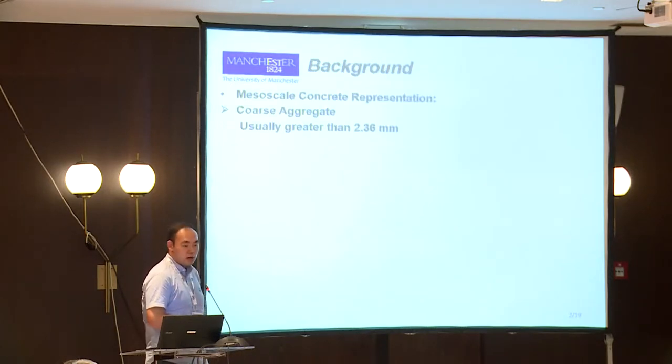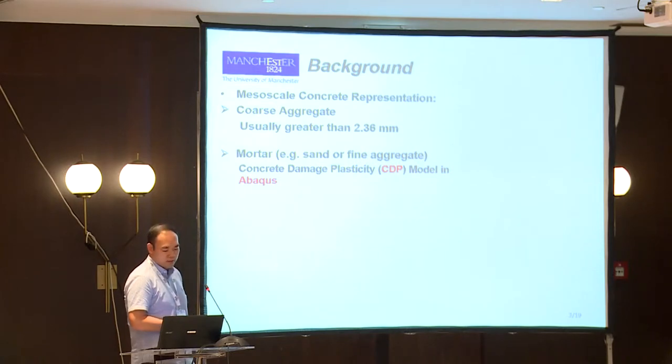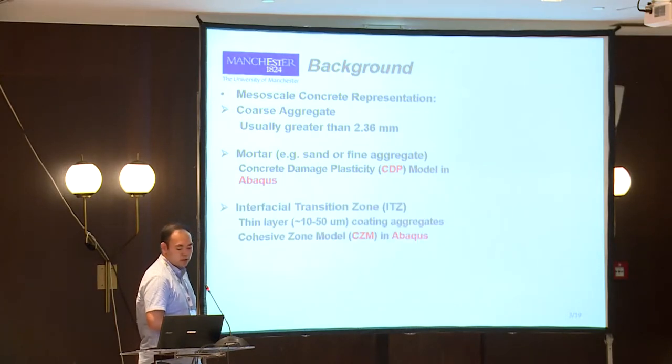So in a mesoscale concrete, there are four main components. The first one is coarse aggregate, which is normally greater than 2 millimeters. Cracks normally don't pass through aggregate, so they are treated as elastic material. The second one is mortar with sand or fine aggregates embedded. Concrete damage plasticity model can be used for mortar. The key component is the interfacial transition zone, which is a very thin layer of porous mortar coating around aggregate. And the cohesive zone model can be used for ITZ.